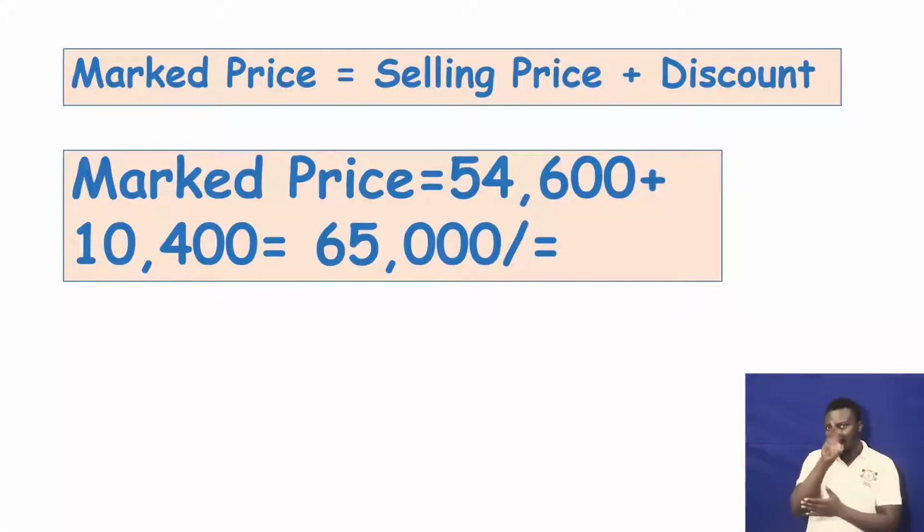Now, the marked price is the same as selling price plus discount, because remember, in the previous question, we learned that if you want to get discount, you get marked price minus selling price. So this time, we are doing it in the reverse order. So marked price is equal to selling price plus discount. And that is going to lead me to 54,600 plus 10,400 to get a total of 65,000 as our marked price.